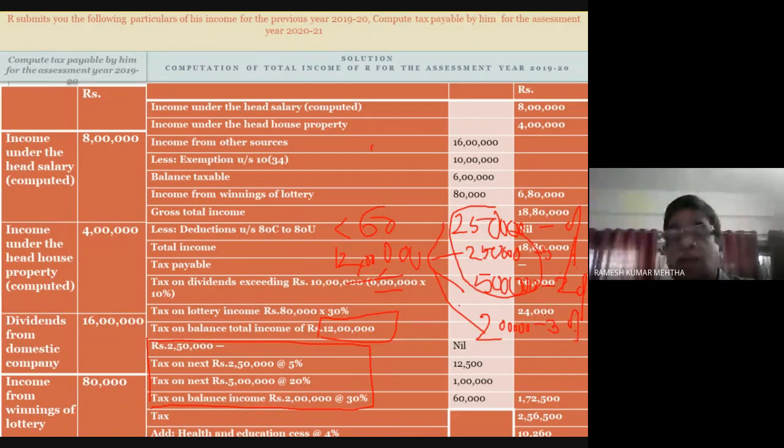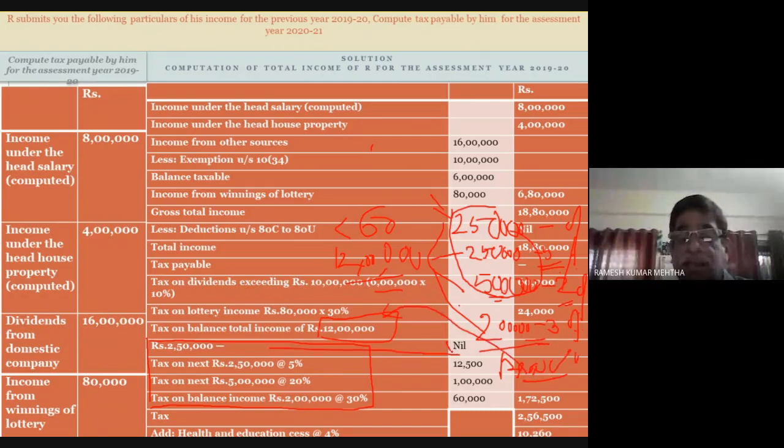So this is the way you have to calculate: for the first 2.5 lakh rupees nil, for the next 2.5 lakh rupees of total income, he has to pay at the rate of 5%. For the next 5 lakh rupees of income, he has to pay at the rate of 20%. And for the amount of income over and above 10 lakh rupees, he has to pay at the rate of 30%. So first 2.5 lakhs nil, next 2.5 lakhs is 5%, next 5 lakhs is 20%, and the remaining 2 lakh rupees is to be taxed at the rate of 30%. Now, if you total 2.5 lakh plus 2.5 lakhs plus 5 lakhs plus 2 lakhs, it should be 12 lakh. Hope you have understood up to this stage.